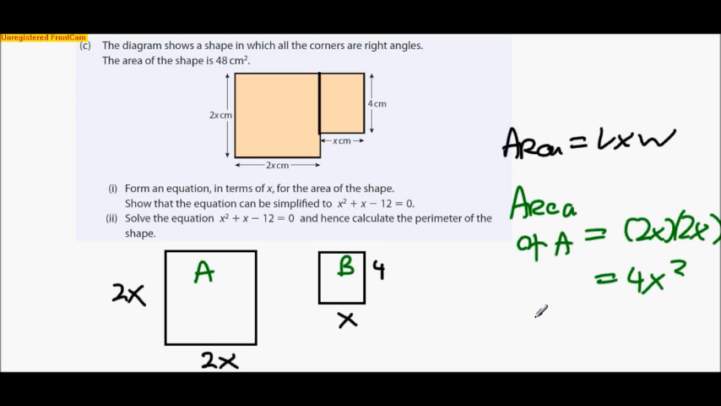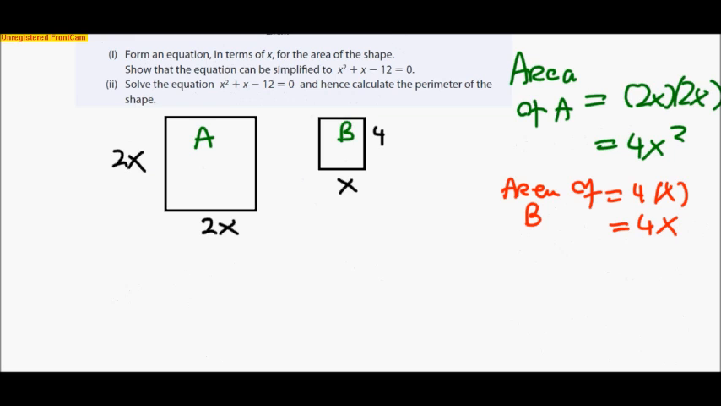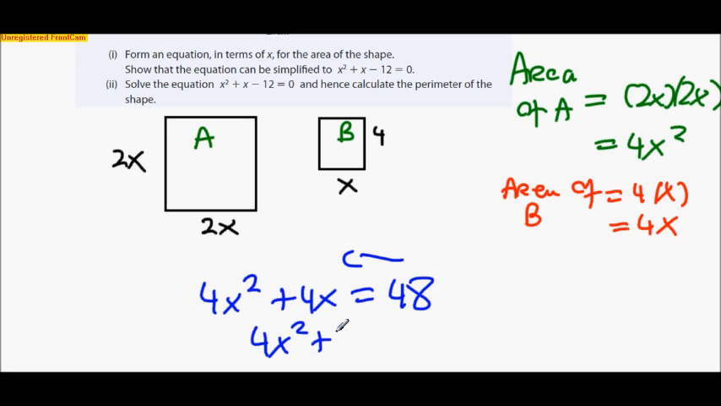The area of B equals 4 multiplied by x, which is 4x. Now, we know that the area of the full shape is 48 centimeters squared. This will mean that 4x squared plus 4x equals 48. Bring the 48 over to the other side, we get 4x squared plus 4x minus 48 equals 0.